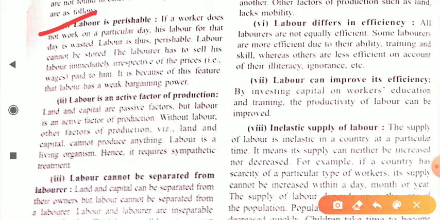The laborer has to sell his labor immediately, irrespective of the price paid to him. Whenever any price or wages are paid to him, he has to serve according to that price or that work, and we cannot store his work. So that's why labor cannot be stored. It is because of this feature that labor has a weak bargaining power, dear student.